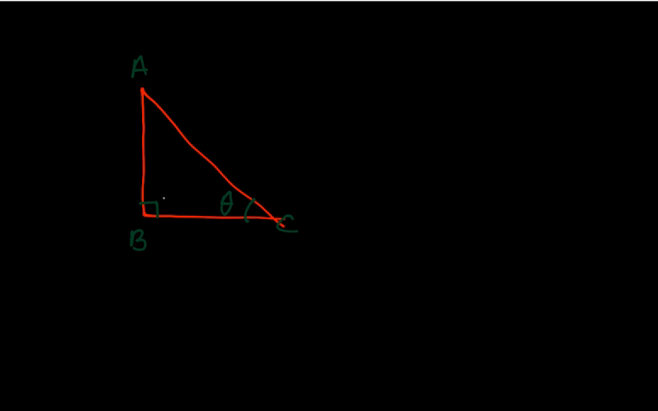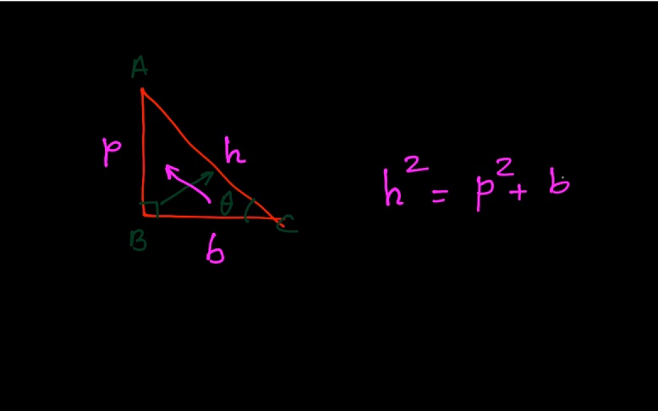As we know, the side that is opposite to the 90 degrees or right angle is nothing but what? The hypotenuse here. The side which is opposite to the angle in concern is the perpendicular, and the other remaining side is obviously the base. So according to Pythagoras theorem, the square of hypotenuse is equal to the sum of squares of perpendicular plus base square, something like this.